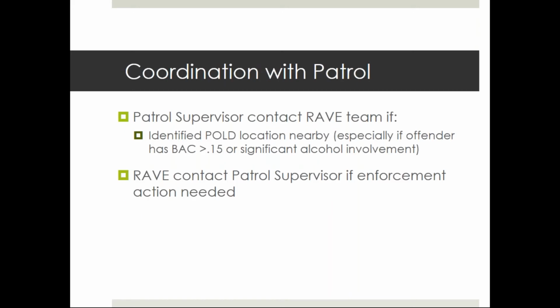When a RAVE team is out, we coordinate with on-duty patrol so that the patrol supervisor can contact the RAVE team if there is a pulled incident in that area, particularly if somebody has a BAC over 0.15. So if we have a RAVE team out in the area and an on-duty officer pulls over somebody for a DUI and they were a 0.15 and they said they were drinking at Sheila's bar, we are going to go over to Sheila's bar and do an observation right then.